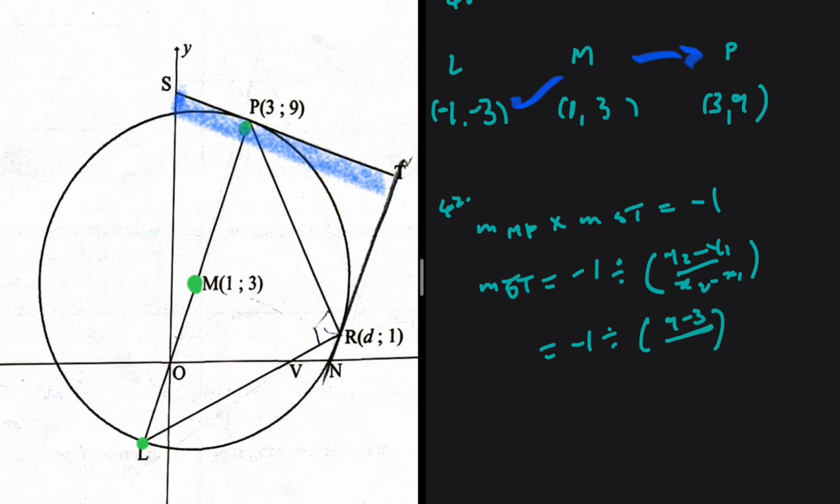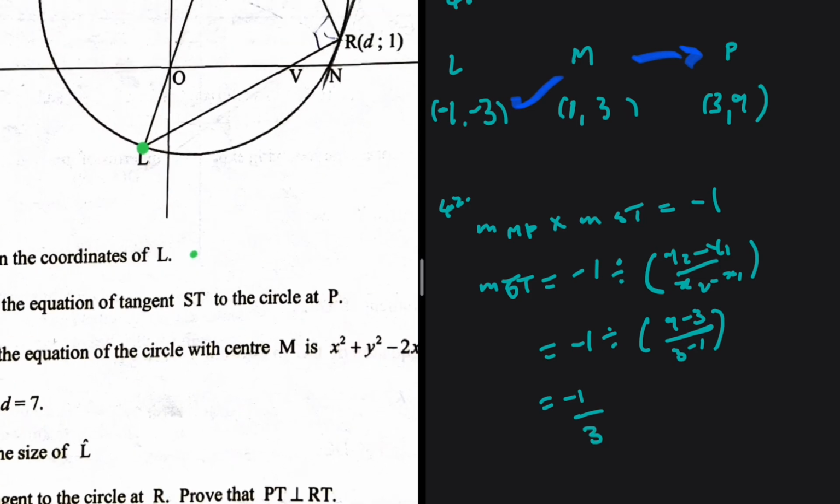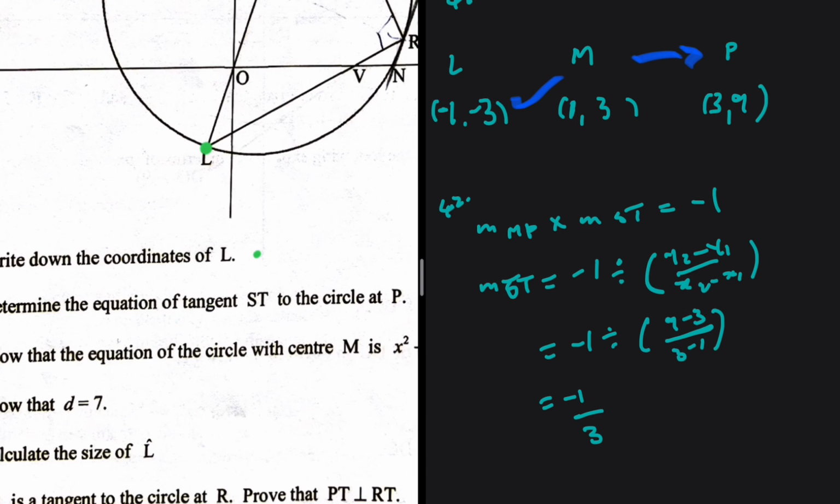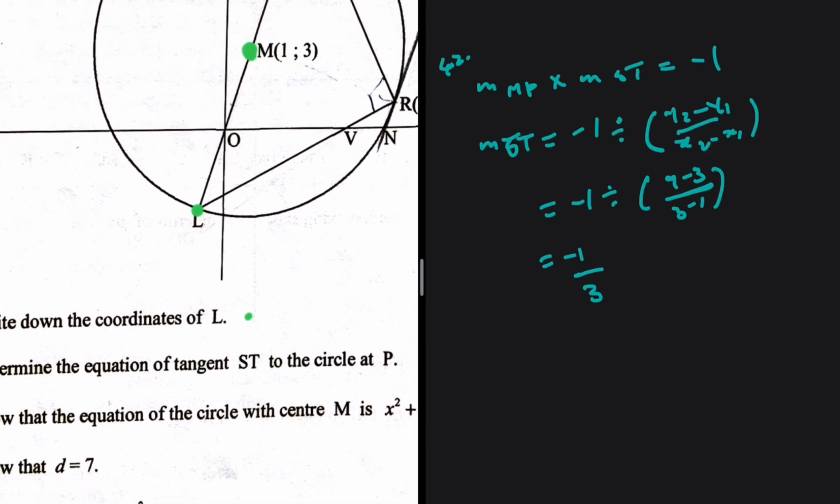And then x2 minus x1 is going to be 3 minus 1. So this equals minus 1 divided by 9 minus 3, which is 6. 3 minus 1 is 2. So 6 divided by 2 is 3. So this is the gradient of ST. It is minus 1 over 3. The question says the tangent, actually, not the gradient, but we are a step closer.